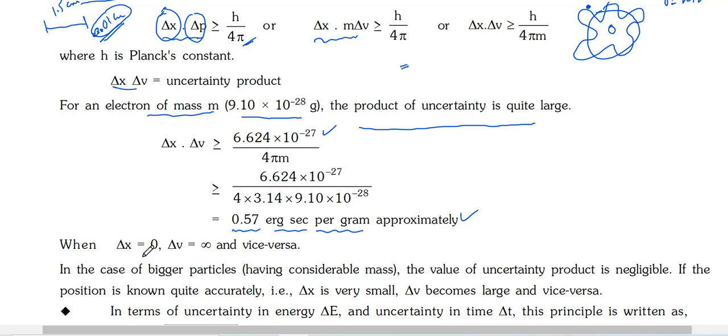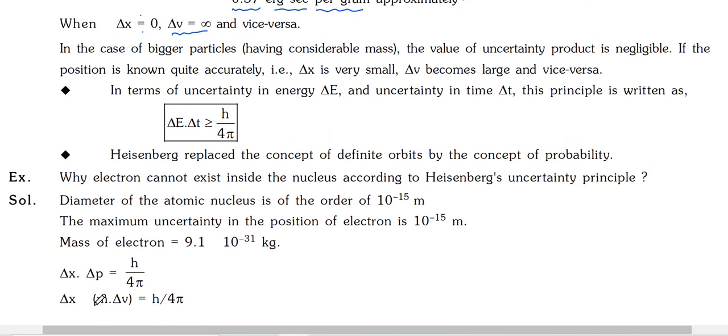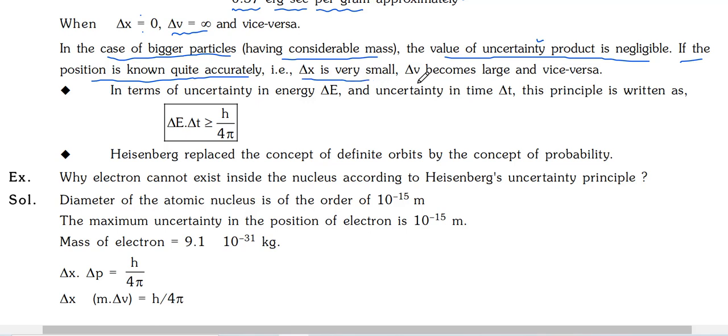When delta x equal to 0, that means if you find the exact position, obviously delta v will be infinity, and vice versa. That's why it is not possible to calculate both accurately. In this case, for a bigger particle having considerable mass, the value of the uncertainty product is negligible. For bigger particles. If the position is known quite accurately, that means delta x is very small, delta v becomes large, and vice versa.